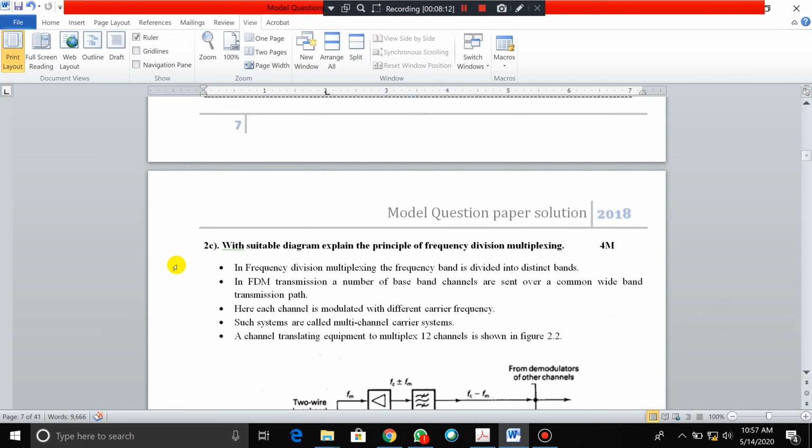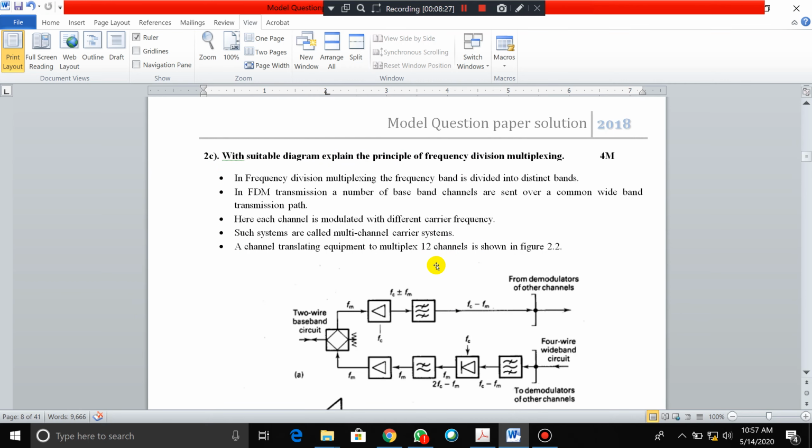Next, with a suitable diagram, explain the principles of frequency division multiplexing. In the syllabus of the first module, we have FDM, TDM, SDH, PDH. Out of these four, anything they may ask. It is also an important section. In frequency division multiplexing, the frequency band is divided into a number of distinct bands. In FDM, a number of baseband channels are sent over a common wideband transmission path.